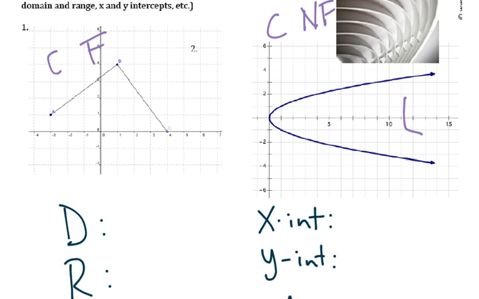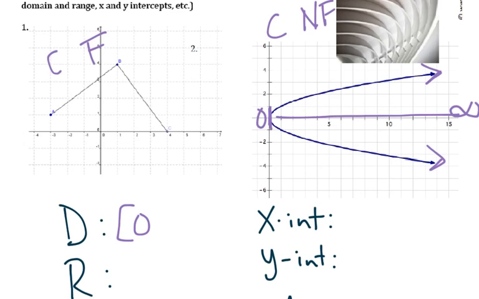Okay, so domain. Well, what's the furthest left we go? Well, we start here at 0. Okay, so our domain starts at 0, and then it keeps going. Notice it has the arrows here. That means it's just going to keep going to the right until we get to infinity. So our domain goes from 0 to infinity.